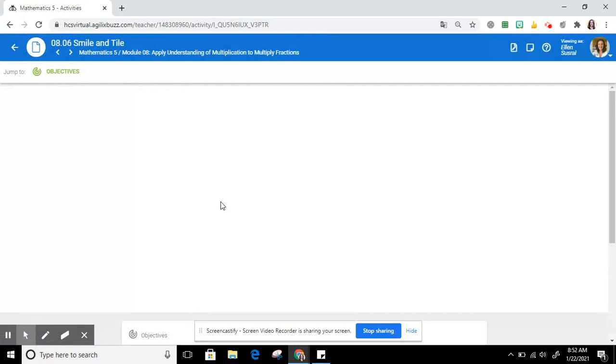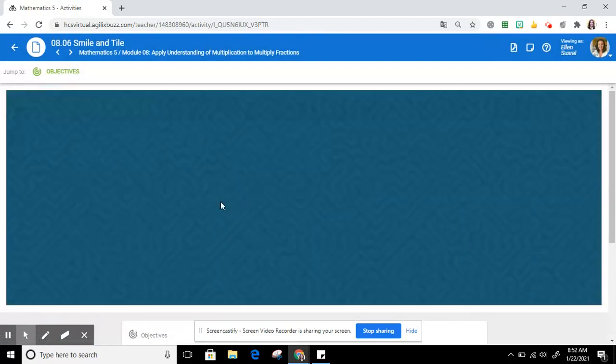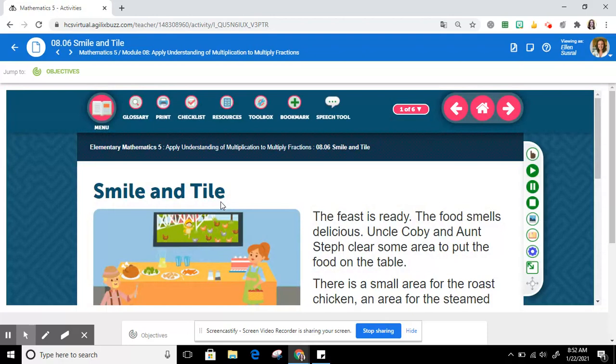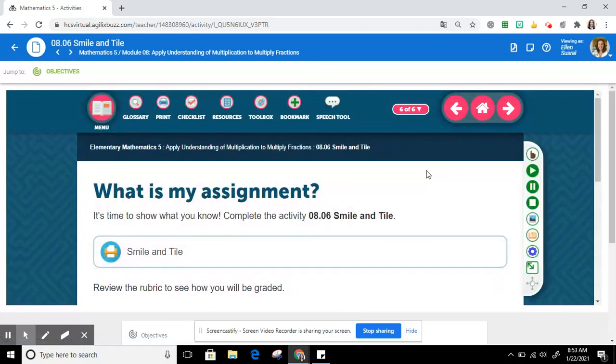Blank page icon is the lesson. Make sure you go through all pages of this lesson. It's 6 pages long. It's going to go over the different strategies of multiplying fractions and finding the area by multiplying fractions. So I'm going to start by just going to that last page where the assignment is. I'm going to click on that assignment.